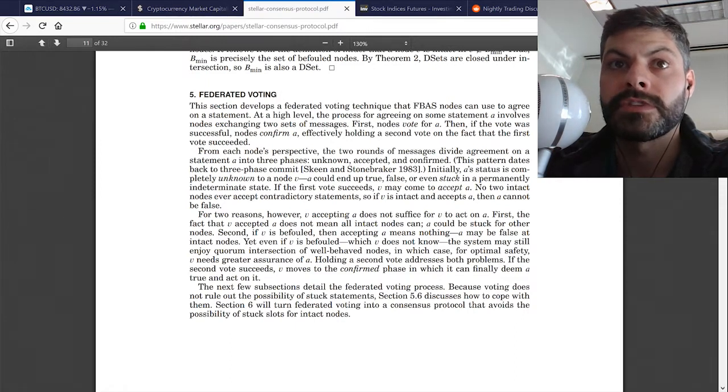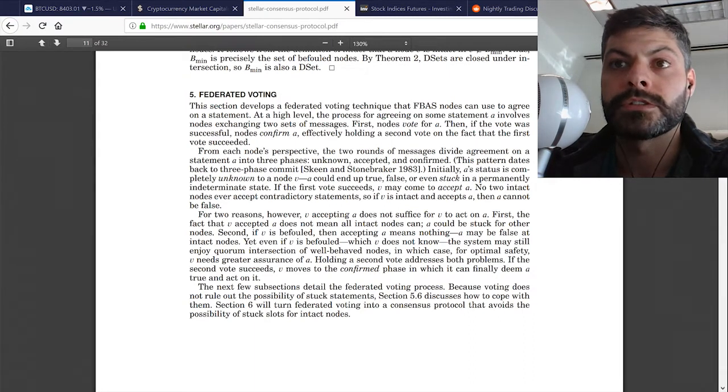First, the fact that V accepted A does not mean all intact nodes can. A could be stuck for other nodes. Second, if V is befouled, then accepting A means nothing. A may be false at intact nodes. Yet, even if V is befouled, which V does not know, the system may still enjoy quorum intersection of well-behaved nodes, in which case, for optimal safety, V needs greater assurance of A.